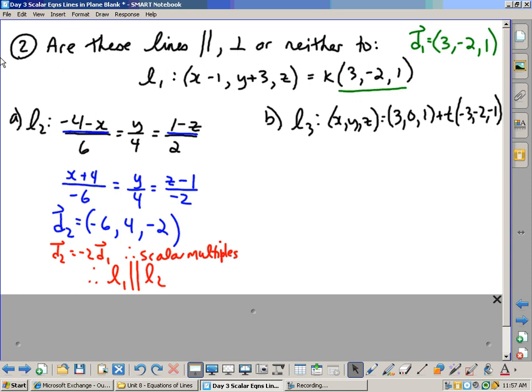So in B, we're looking at L3, so a different line. This has got, in a different notation, x, y, z equals 3, 0, 1 plus t times -3, -2, -1. So there isn't a lot of work necessary in this one to figure out the direction vector. So this is D3. Direction vector is right there: -3, -2, -1.